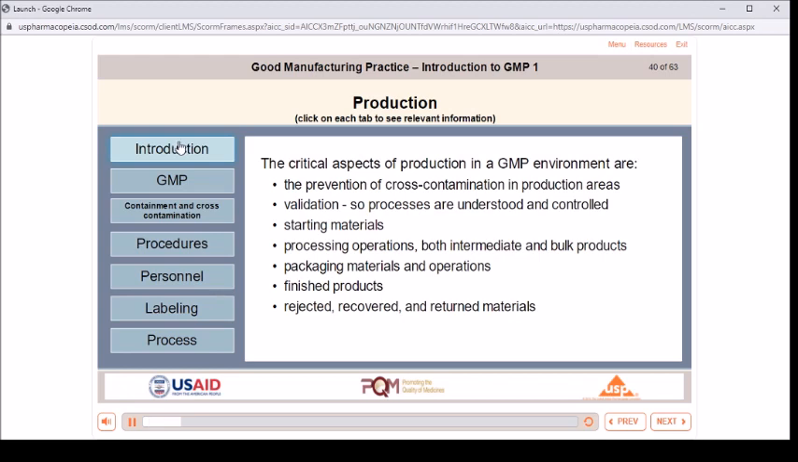Production. Introduction. The critical aspects of production in a GMP environment are the prevention of cross-contamination in production areas, validation so processes are understood and controlled, starting materials, processing operations, both intermediate and bulk products, packaging materials and operations, production, finished products, and rejected, recovered, and returned materials.